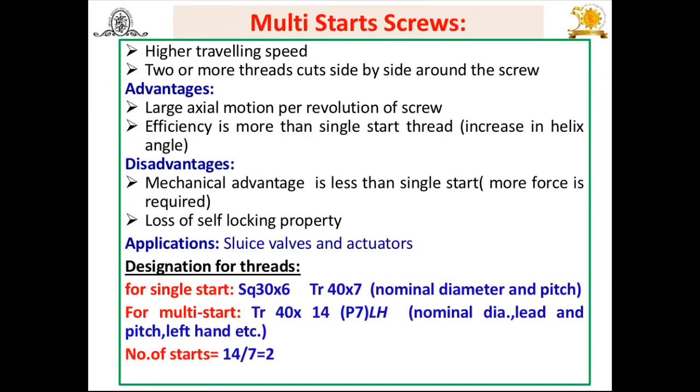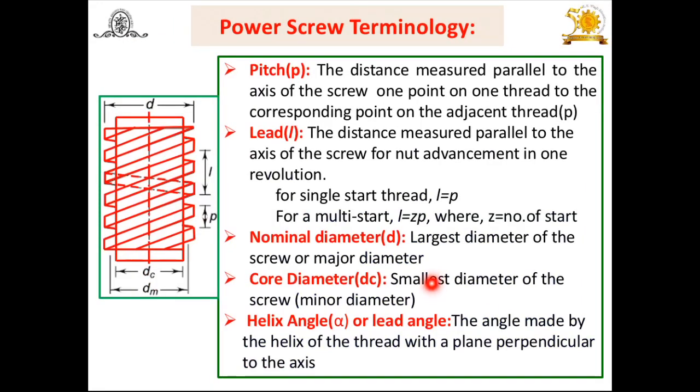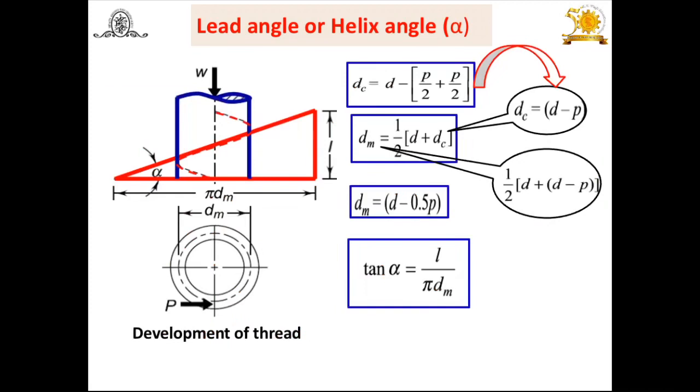In the designation, the nominal diameter is used. The nominal diameter means the largest diameter of the screw. Now let us see lead angle and helix angle. In this case you will find this angle alpha, which is defined as the angle made by the helix of the thread with the plane which is perpendicular to the axis.